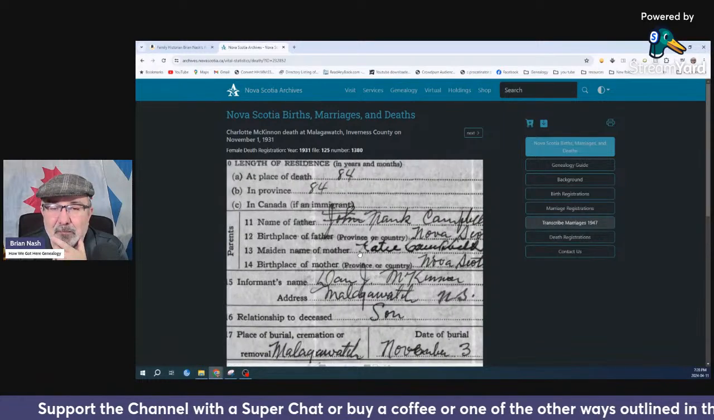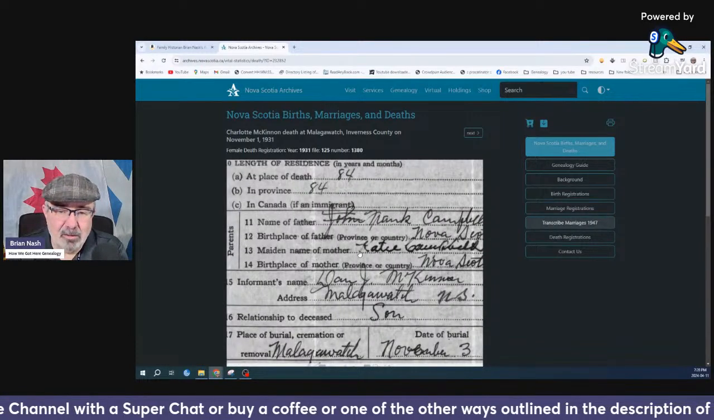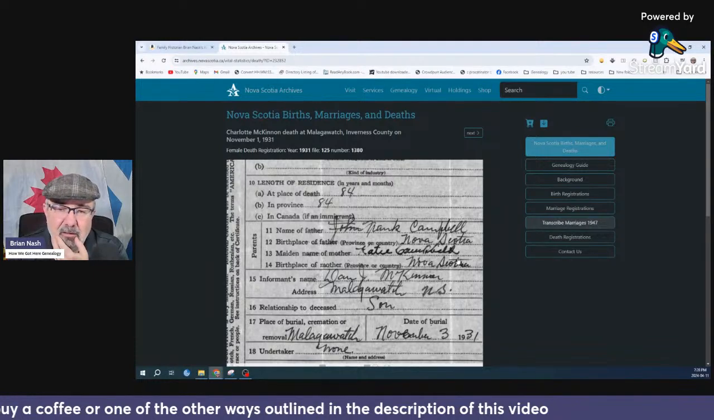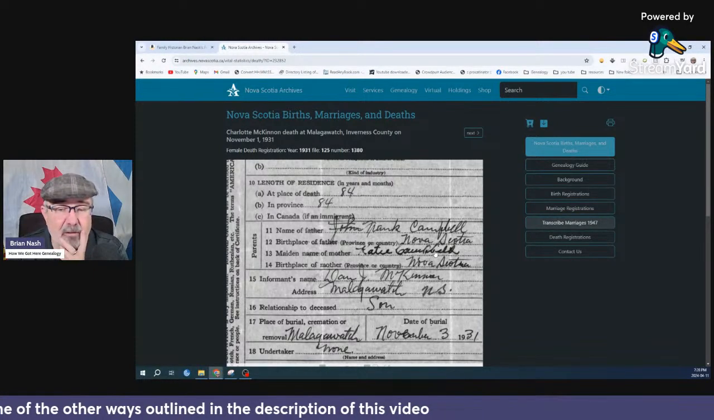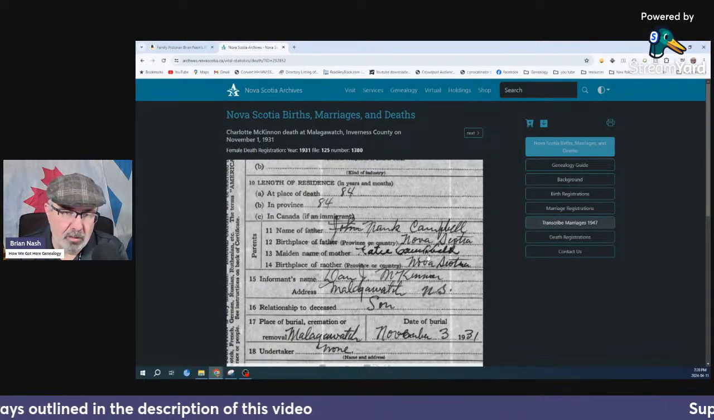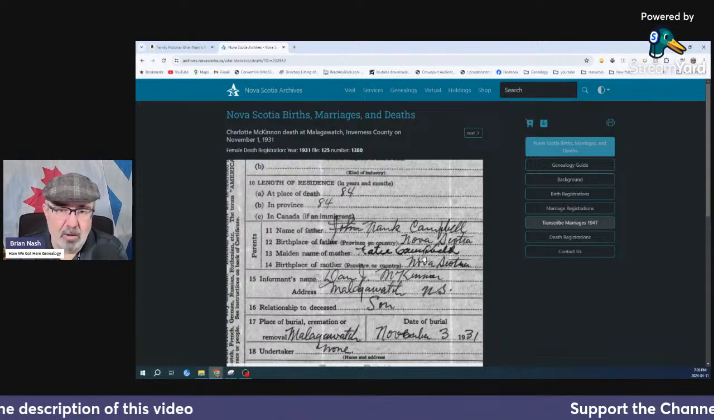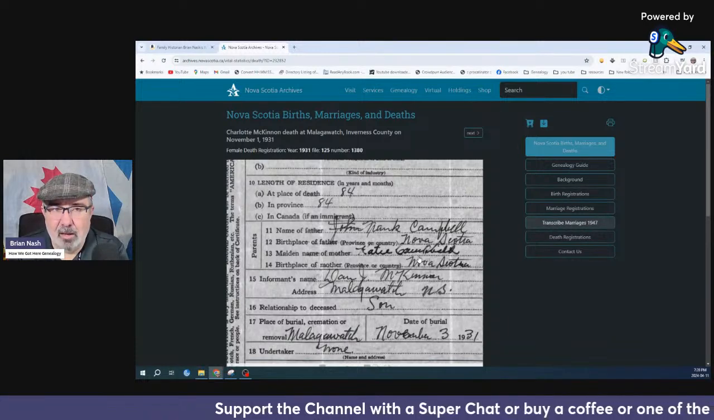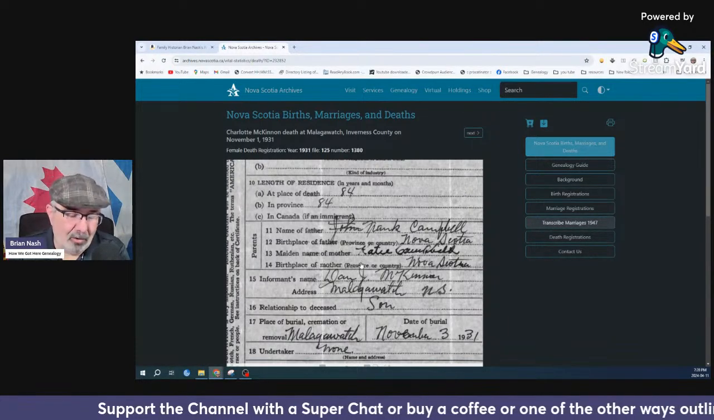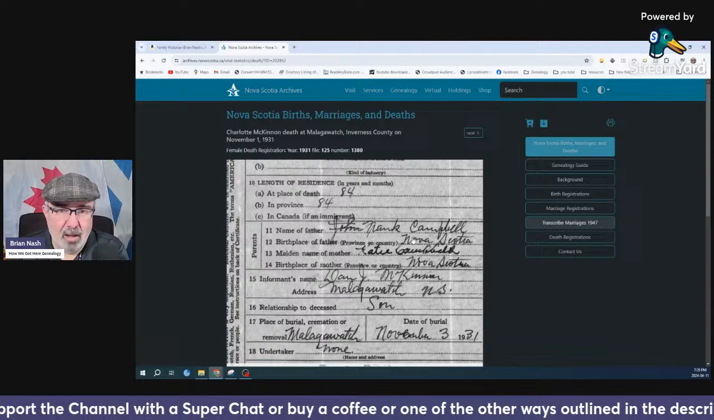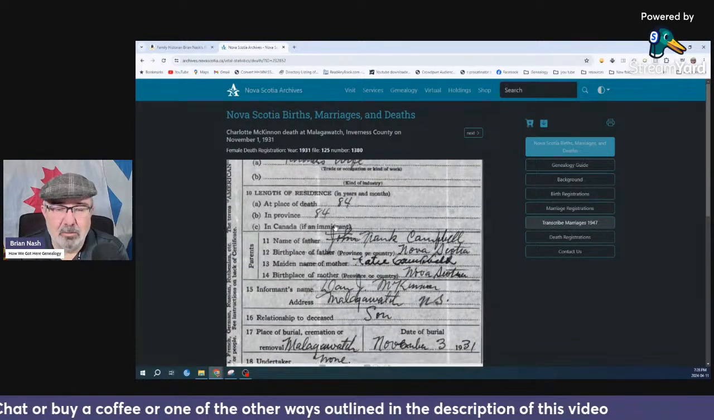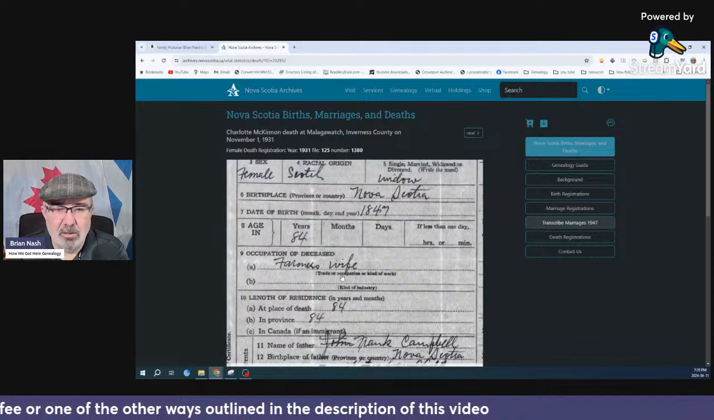There's a couple things here that, unfortunately, I know aren't right, because on her marriage, which would have been done at the time of marriage, she did have a different maiden name for her mother. Her name was Catherine. And so I know that her name wasn't also Campbell. But let's look at this. She was 84. She was a farmer's wife.